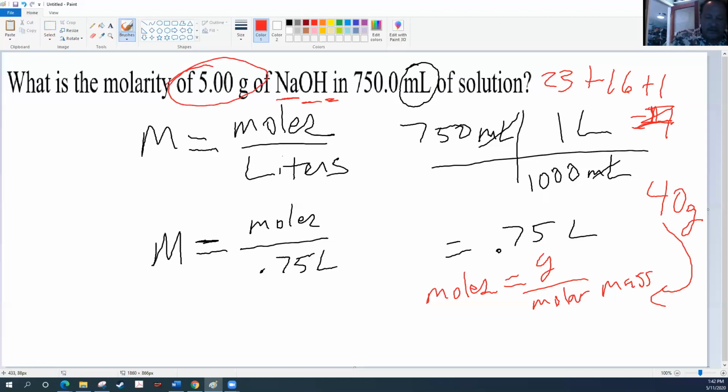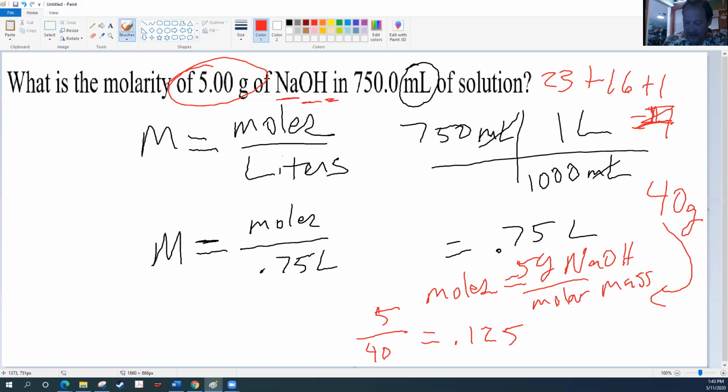And they started us off with 5 grams of the sodium hydroxide. So 5 grams of sodium hydroxide goes on the top. I apologize for the messy handwriting; I'm doing the best that I can with what I have to work with. And so 5 divided by 40 equals 0.125.